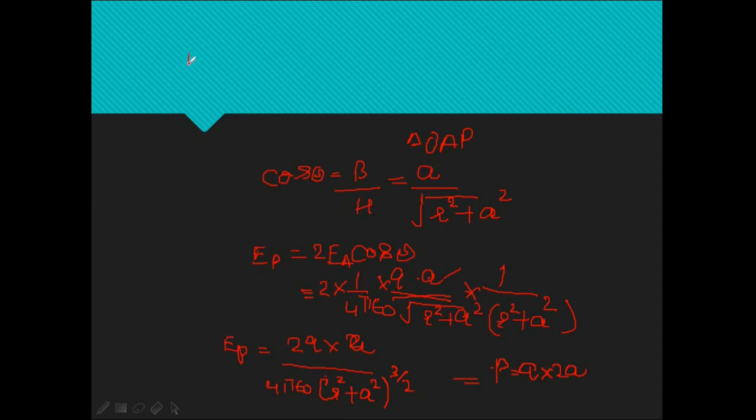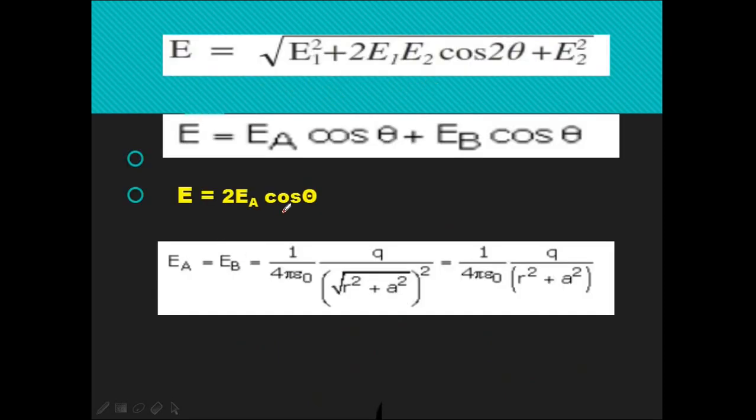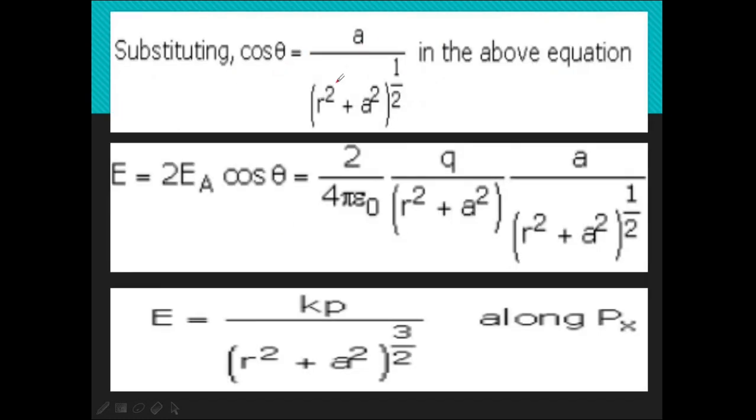Now EP is equal to Q into 2A over 4 pi epsilon naught into r square plus a square raised to power 3 by 2. Here we are putting the value of cos theta, and for cos theta we substitute a over r square plus a square raised to power 1 by 2.